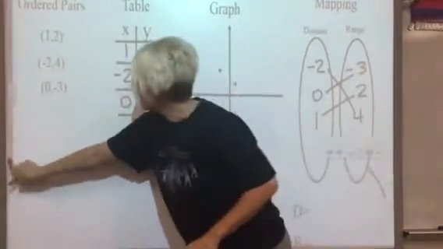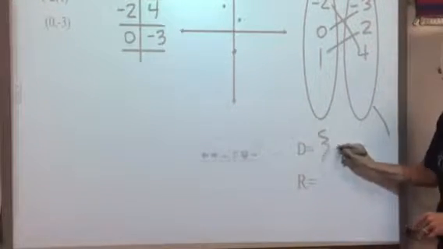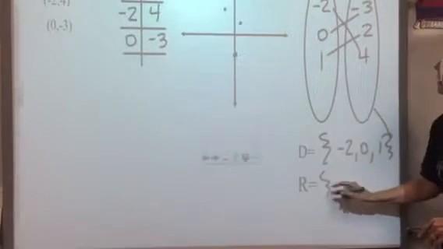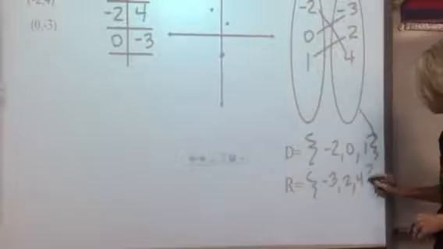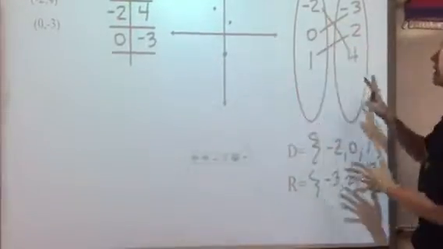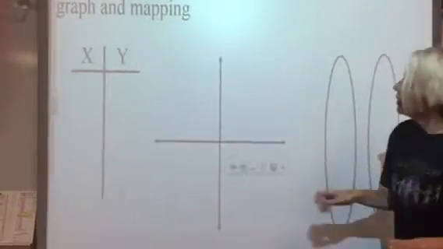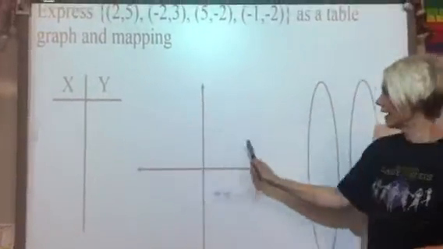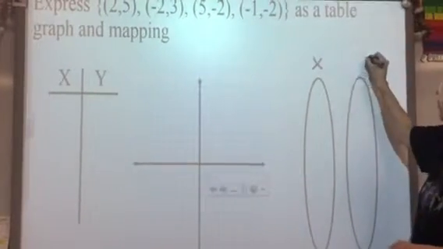Let's go ahead and write the domain and range. The domain would be set brackets, all the values of x, and the range would be set brackets, all the values of y. You'll have to do each one of these parts on your worksheet. I want to express this relation as a table, as a graph, and as a map, and this is what you'll have to do on your worksheet as well.